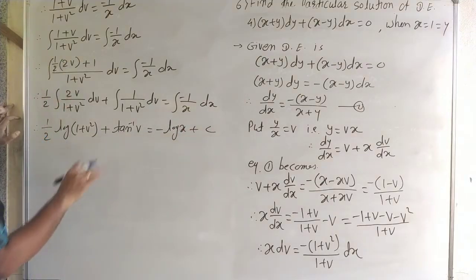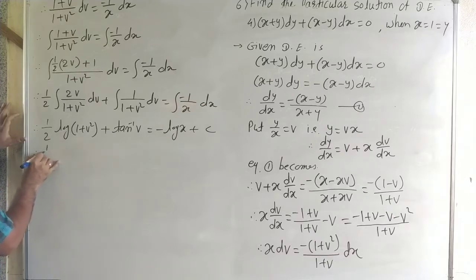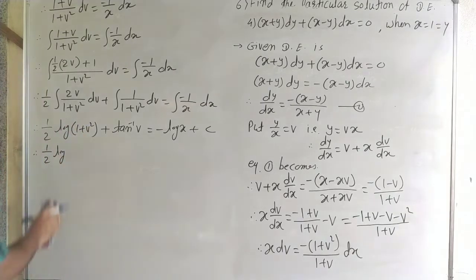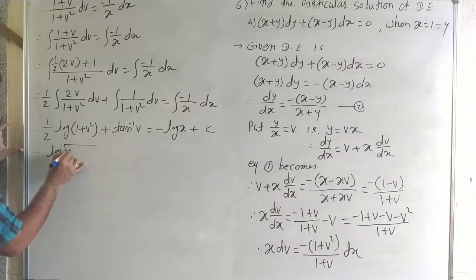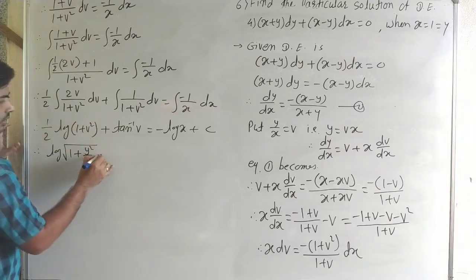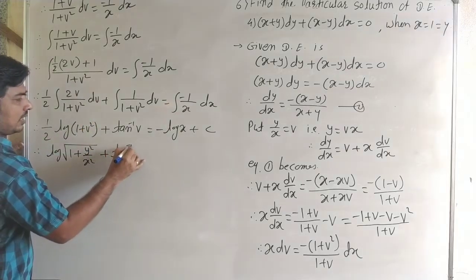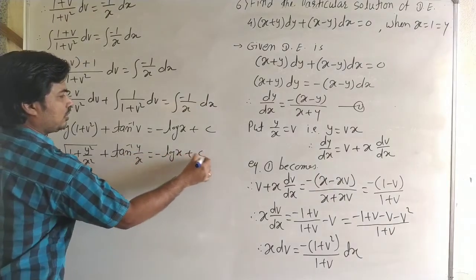Here it is an integral. Now put the value of phi. Then 1 by 2 log of, okay, 1 by 2 means under root. Okay, here this 1 by 2. You can write it as log of under root 1 plus phi square, and phi is y square upon x square. This 1 by 2 we can write as the under root, plus tan inverse of y by x is equal to minus log x plus c.